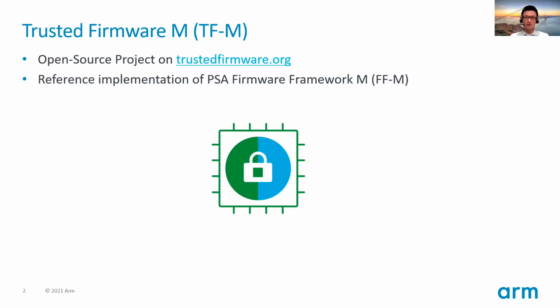The FF-M is the specification for the standard programming environment and the fundamental root of trust for secure applications on M-profile devices. The latest FF-M is the version 1.1 extension. It introduces lots of new features, including a new interrupt handling model. TF-M has initial support for this new handling model, and this is also the main topic of this presentation.